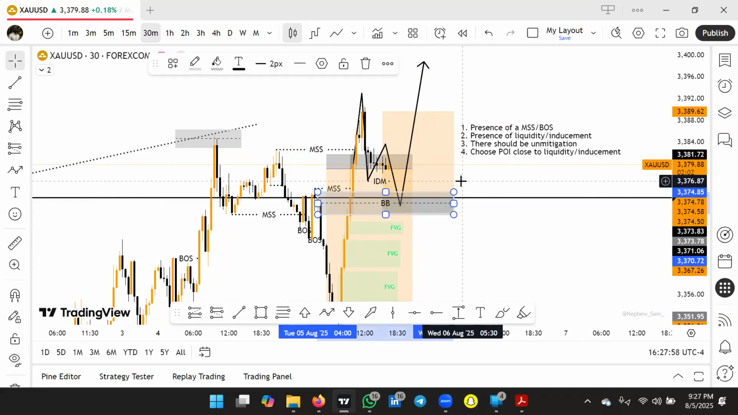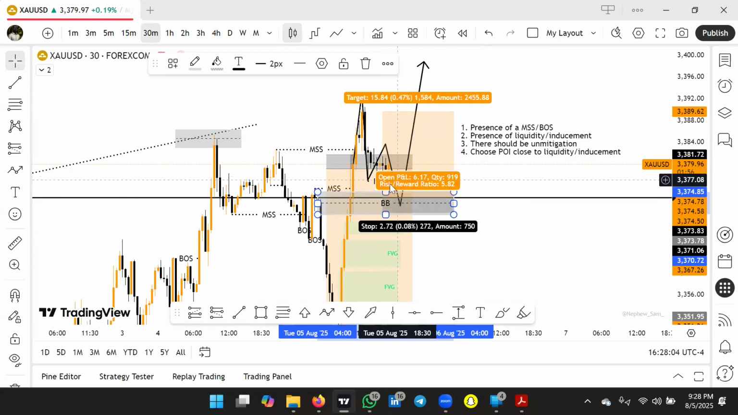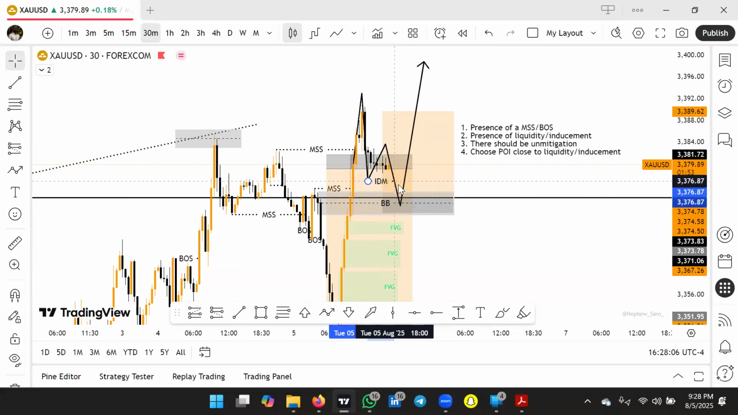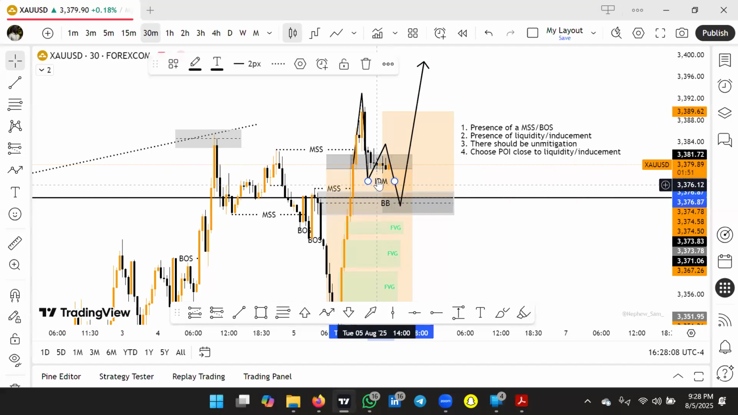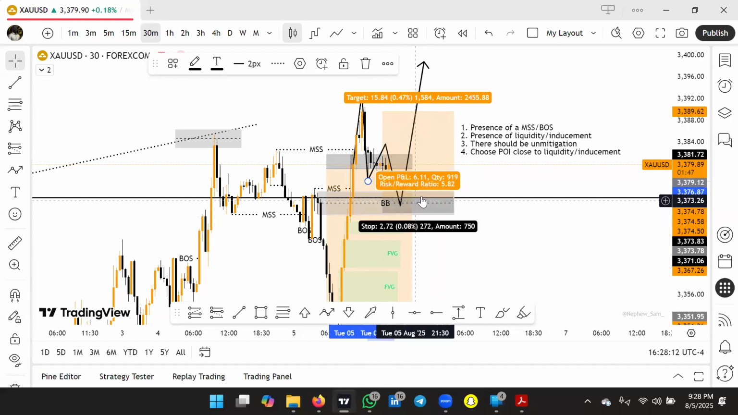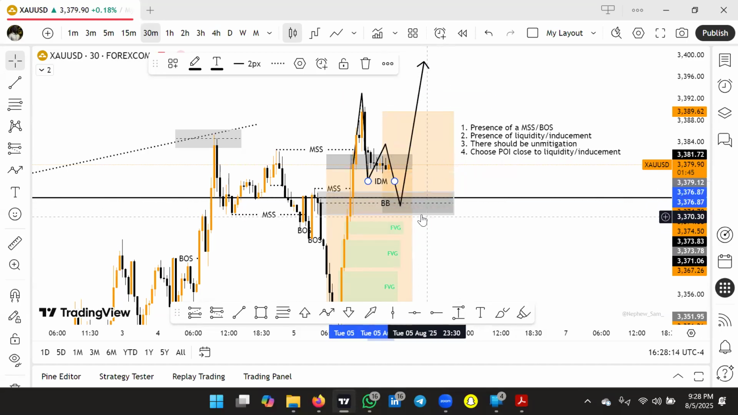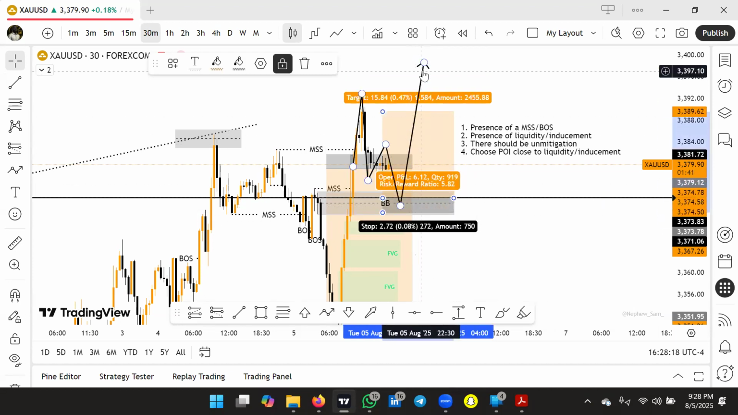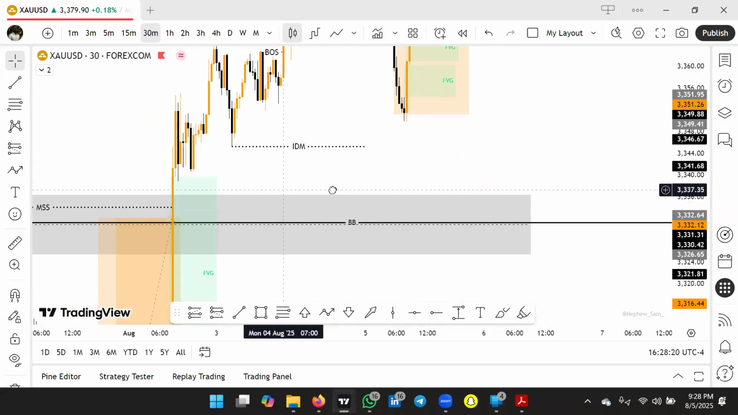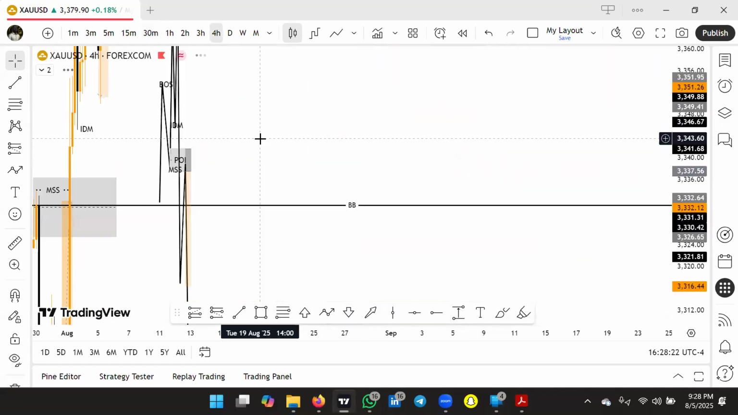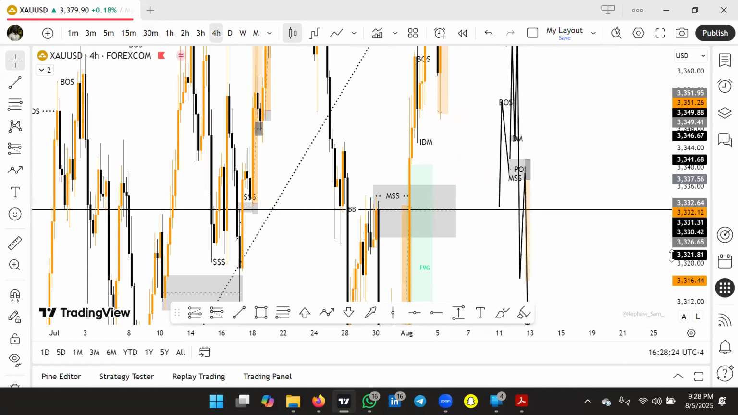Where was I? Okay, so now basically this is the only breaker block close to the inducement, right? This is the only breaker block close to the inducement zone. So guys, this is a valid point of interest that the market might probably come and test and begin to buy with the trend. Now let me show you another breaker block example.